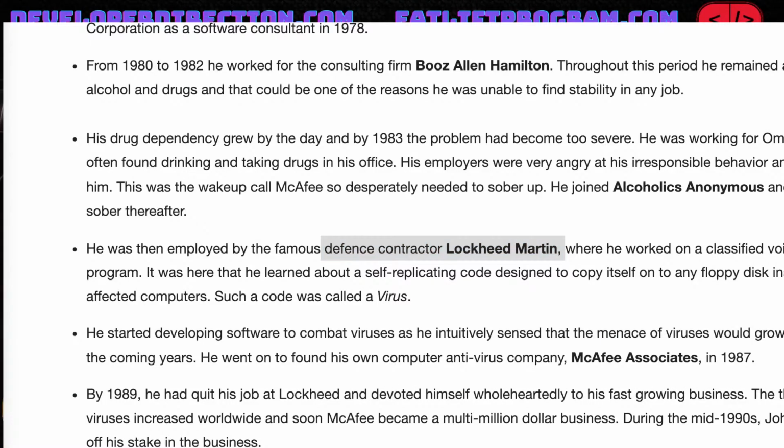All right, so let's get back into it, fellers. He was then employed at Lockheed Martin. That's pretty serious, all right? About as serious as it can get.